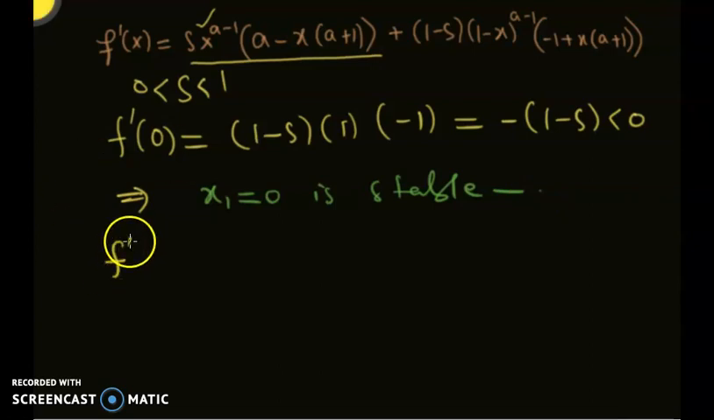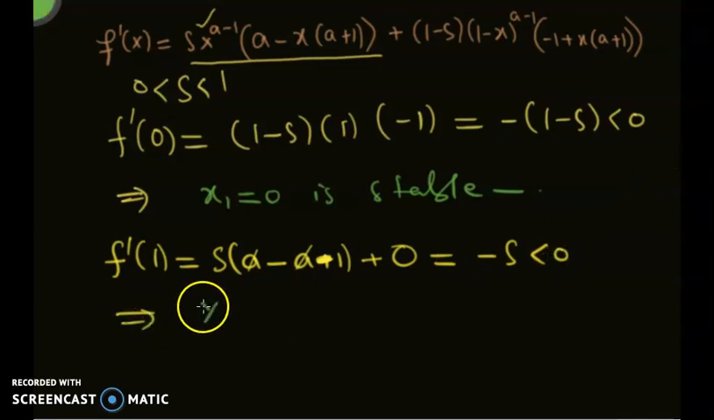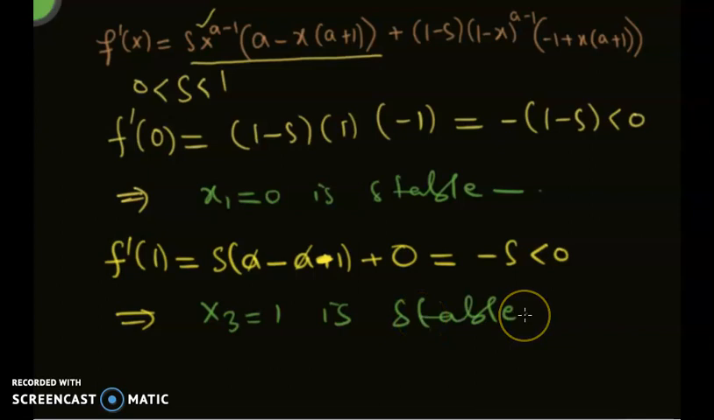Next, we calculate the same f prime at 1, which is going to be, this will be 1, so this will be s times a minus a plus 1, plus this is going to be 0, so we are left with minus 1, so we are left with minus s, which is less than 0, and this implies that our x3, which was equal to 1, is also a stable equilibrium point. Next, we have to show that x2 is unstable.